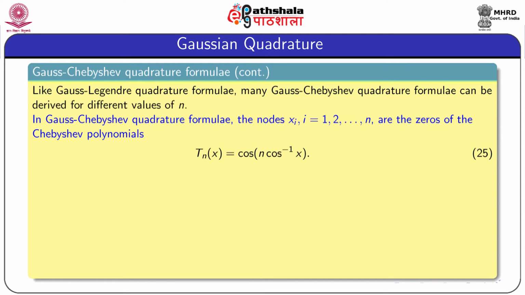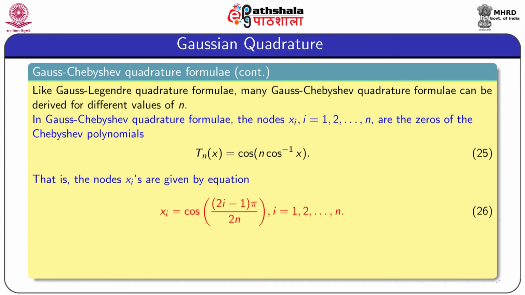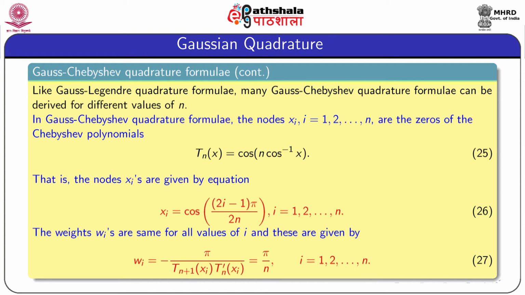Equation 25 is the Chebyshev polynomial of degree n, that means Tn(x) equal to cos(n cos inverse x). That is, the nodes xi are given by the equation xi equal to cos((2i minus 1) pi by 2n) for all i equal to 1 to n. That means when xi is given by equation 26 and the value of xi is substituted in equation 25, then Tn(xi) becomes 0. And the weights wi are the same for all values of i.